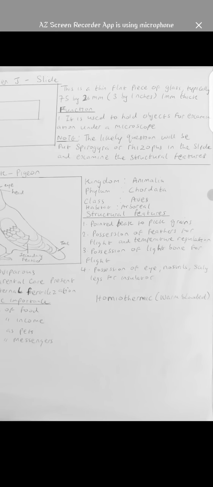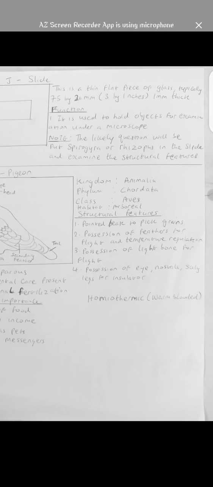So note, I wrote note. The likely question will be for you to put Spirogyra or Rhizopus in the slide and examine the structural features. But rest assured, as I've already given you the structural features of both Spirogyra and Rhizopus, so make sure you learn it. Okay.